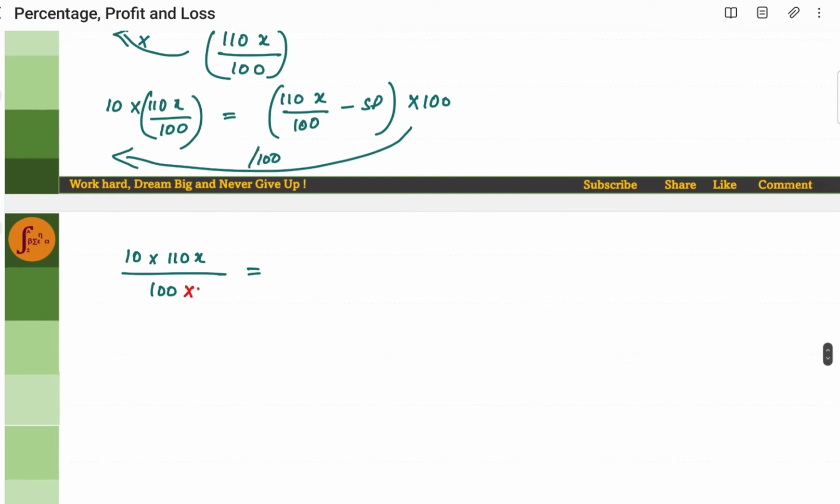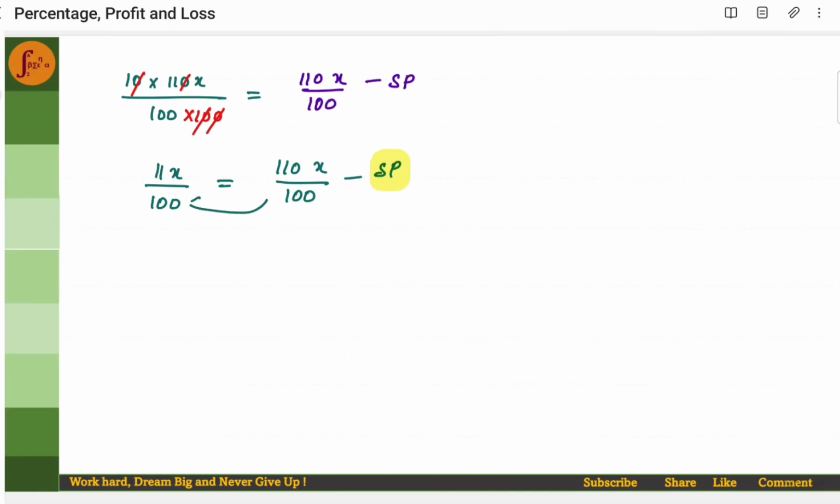So it will come here. Now let me write down whatever is left over, minus selling price. Now let's cancel whatever is possible. So we'll get 11x by 100 is equal to 110x by 100 minus selling price. We'll shift this here, so when I shift this, it is going to become minus. So it will be 11x by 100 minus 110x by 100 is equal to minus selling price.